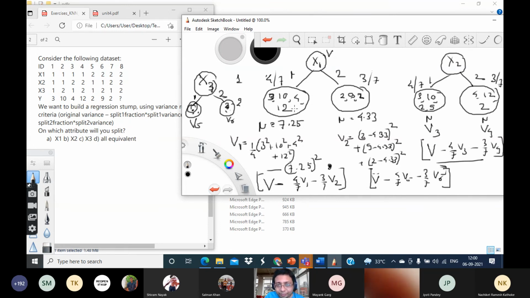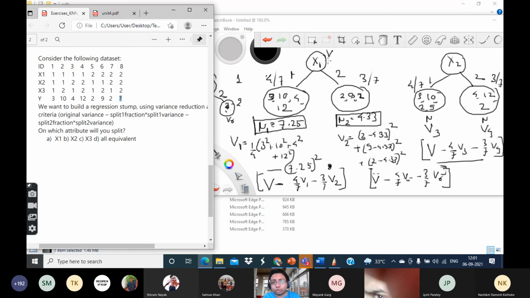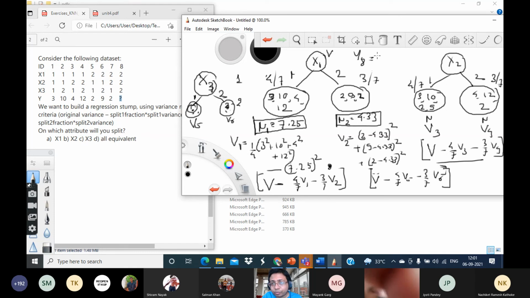If x1 is equal to 1, then your prediction will be the mean of these levels, and if x1 is equal to 2, then your prediction will be the mean of these levels. Let me call them mu1 and mu2. Now I am going to classify the test point, which is the 8th point. Since x1 is the criterion, I look at its x1 feature, which is 2. So I come here and predict its y value to be 4.33. I predict that y of 8 is equal to 4.33. This is my prediction.